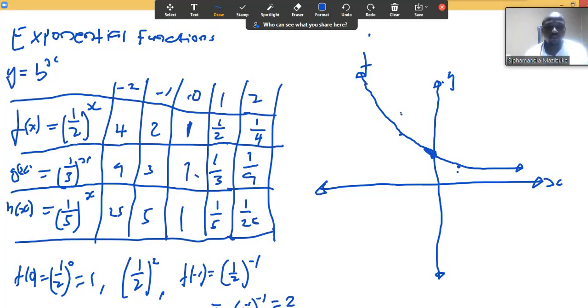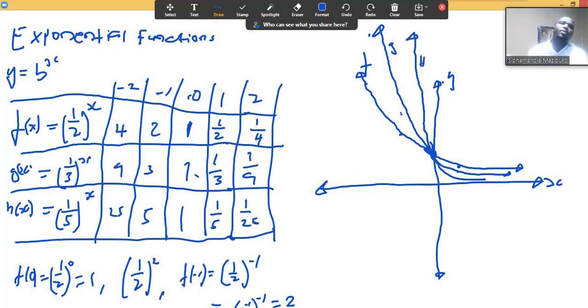Obviously it passes here, but it's below that one. You see, it's below that one, but then here it's above it. So that will be our graph g. Then you can look at the last one, which is h. The graph of h will look more below than this one, but also coming closer than this. And this will be h.